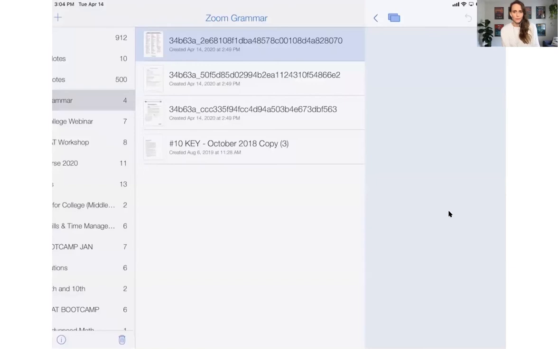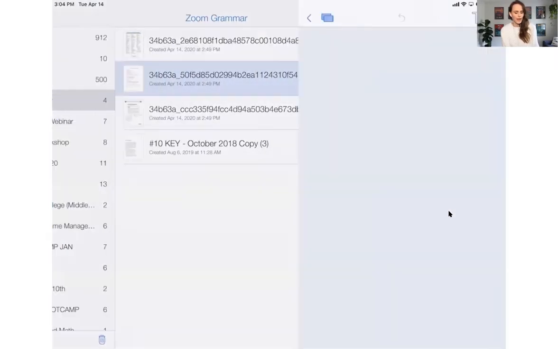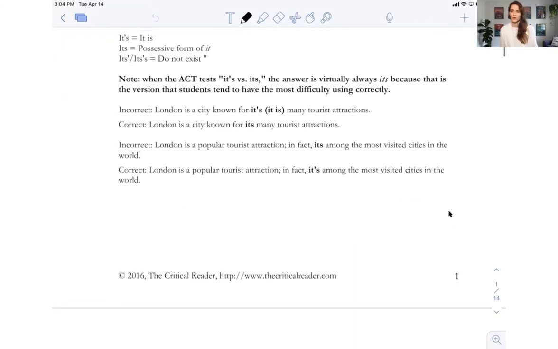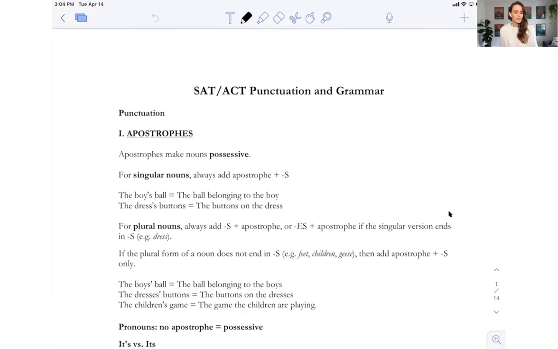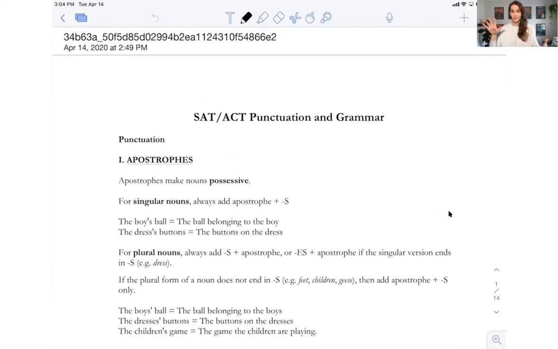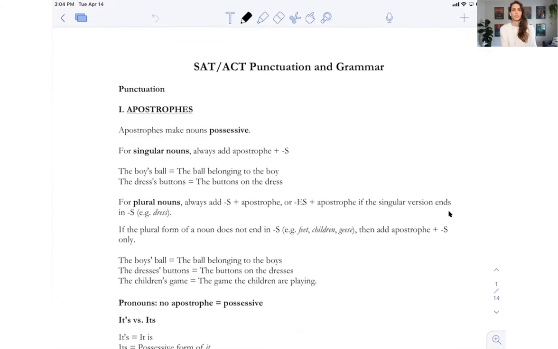In your email, you should also have this SAT and ACT punctuation and grammar handout. I didn't make this. This is actually from the Critical Reader. She designed this handout that encompasses all the concepts that are on both the SAT and ACT grammar sections. So this not only covers each concept, it also explains them in detail and offers examples. So this is a lot longer than that one pager that I just showed you.